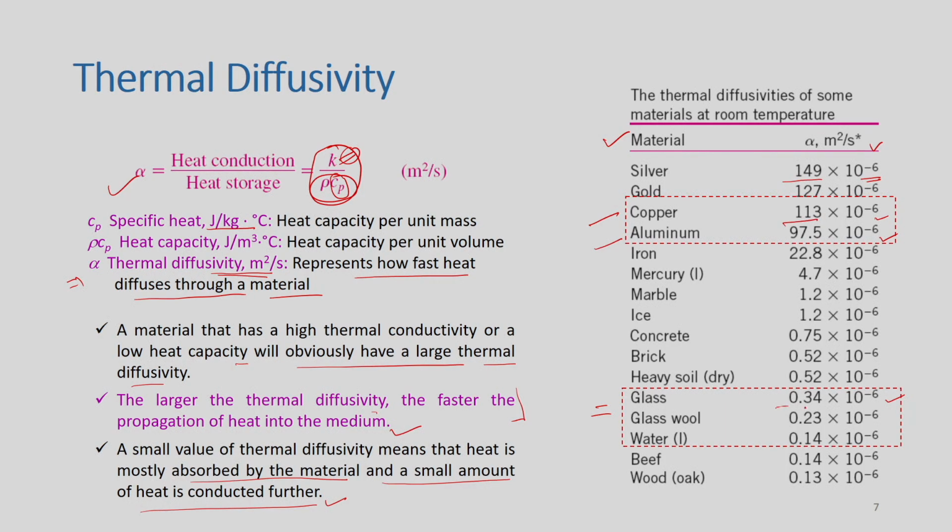For glass we need to know the thermal diffusivity, and for water you can see 0.14 into 10 to the power of minus 6. So, these values are required while designing a solar collector.